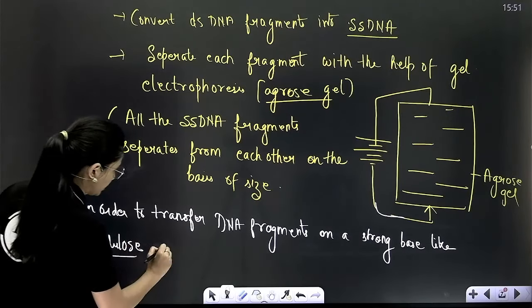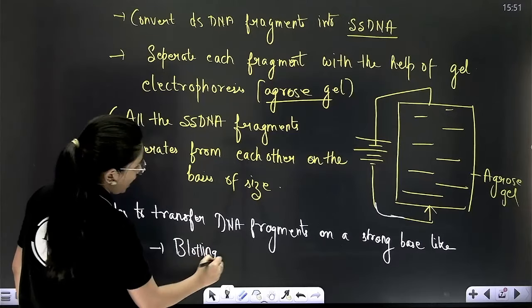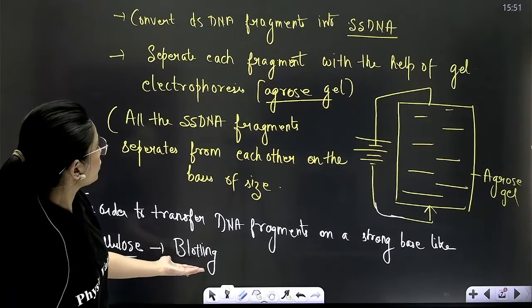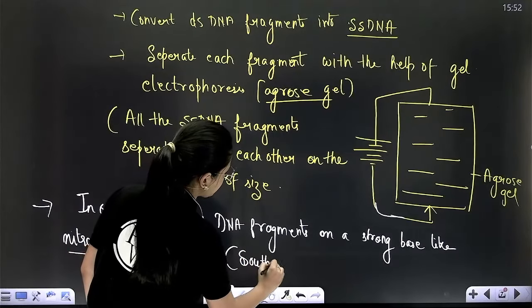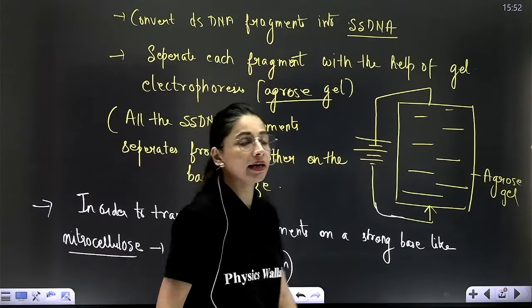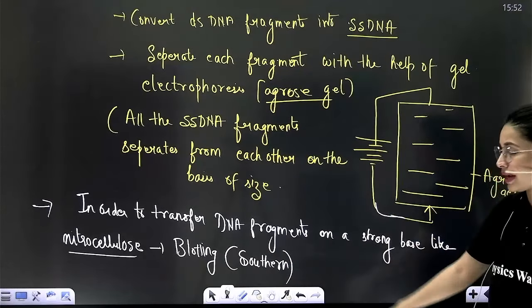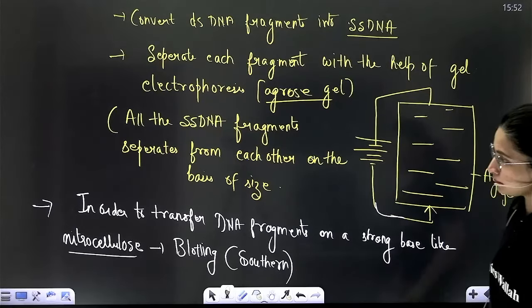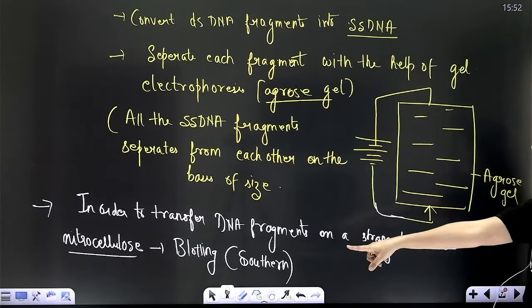What is required? Blotting is required. So the next step, after gel electrophoresis, is blotting. Which blotting? Southern. We have three types of blotting: southern, western and eastern. But when we do it for DNA, it is known as southern blotting. Correct? Okay, so my southern blotting has been done. Now all the fragments from the agarose gel have been transferred to nitrocellulose.